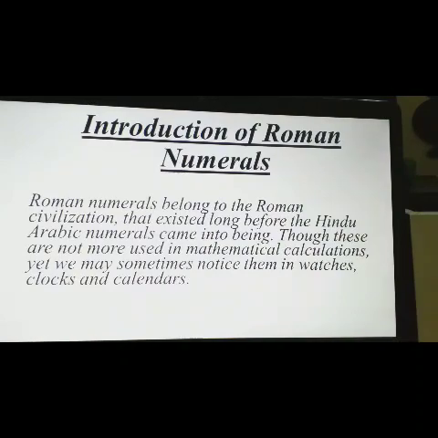Roman numerals belong to the Roman civilization. That means these Roman numerals originated from the Roman Empire that existed only before the Hindu-Arabic numerals came into being. Though these are no longer used in mathematical calculations, we may sometimes notice them in watches, clocks and calendars. One place they are often seen is on a clock face. The hours are written from 1 to 12.